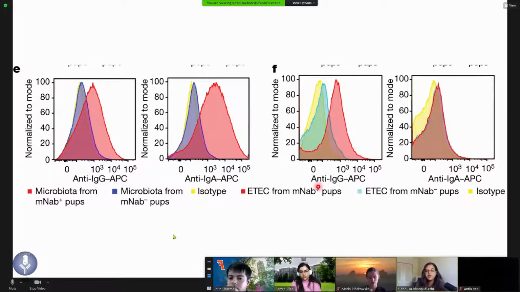Now figure F shows that only IgG was found to be associated with the ETEC cells itself. So from the gut microbiota, they separately took out the ETEC cells because those were the pathogen they inoculated, and those can colonize the small intestine. So on the ETEC cells, only IgG was present, but no IgA was present.